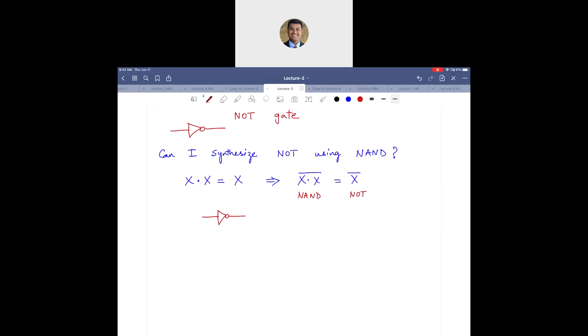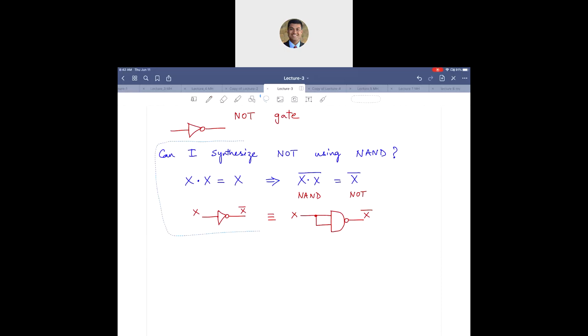So using symbols, I can say a NOT gate with x as the input and x complement as the output is equivalent to a NAND gate with both inputs tied together. And I can similarly do the same thing for NOR.